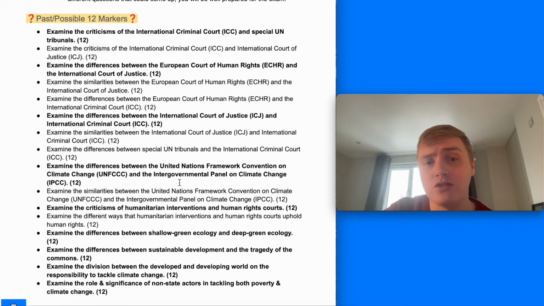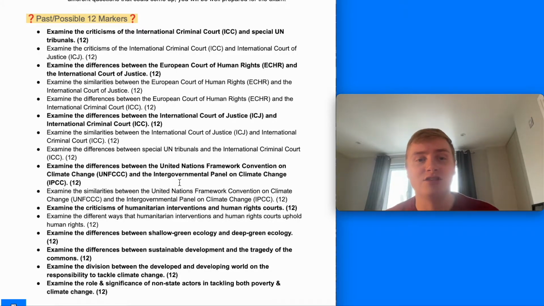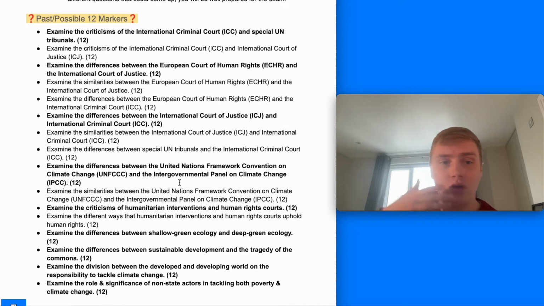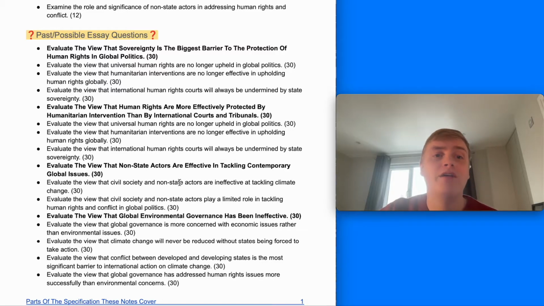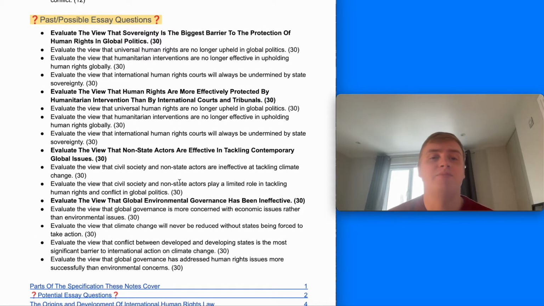So some key ones you can get for 12 markers. Of course, 12 markers are really about comparing institutions, looking at similarities or differences. So you could definitely get asked to examine some of the similarities between 2 of the key courts. So for example, similar criticisms, this first one of the ICC and special UN tribunals, or you get asked to look at the differences between these different courts, for example, the difference between the International Court of Justice and the International Criminal Court. And that's likely to be the key structure you're going to get asked for 12 markers on the topic of this video. In terms of essay questions, you can bring the content in this video into.